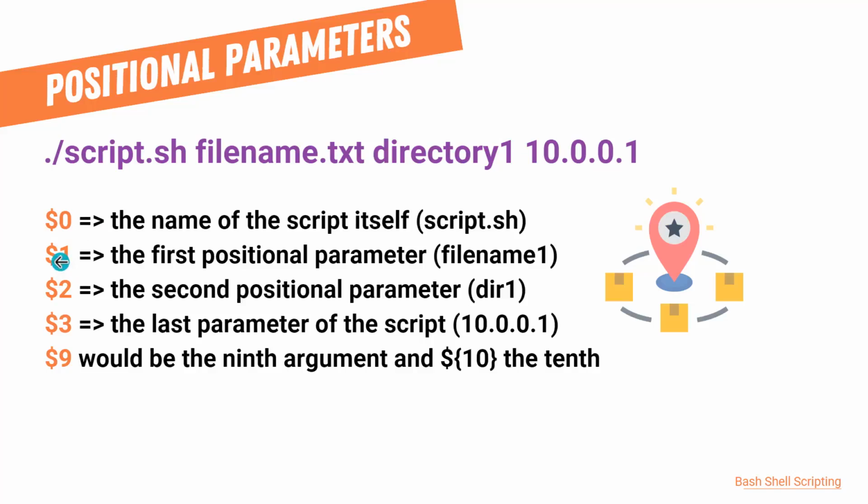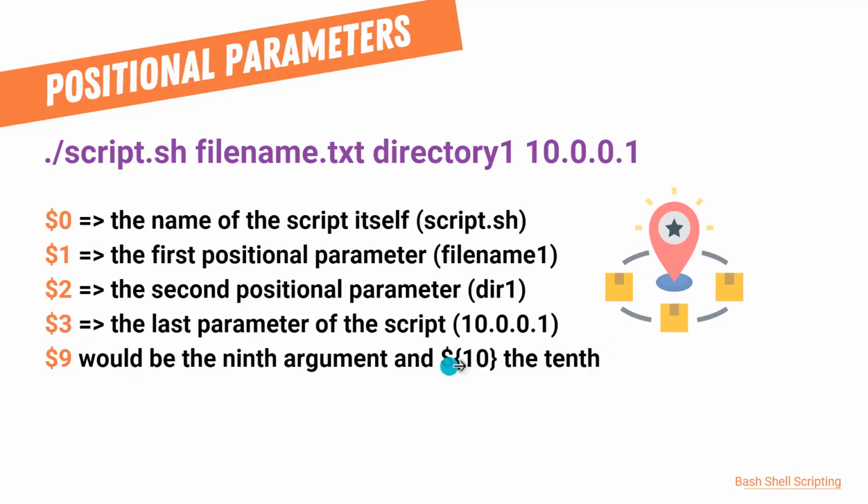$1 is the first positional parameter or the first argument of the script, and it stores the value filename.txt. $2 is the second positional parameter and stores the value of the second argument of the script, which is directory1. Also, there's $3, the last positional argument, and it stores the last argument of the script, which is the IP address.